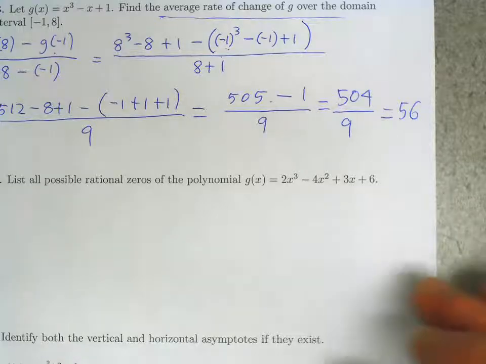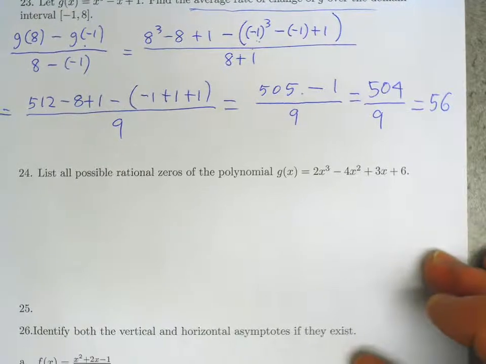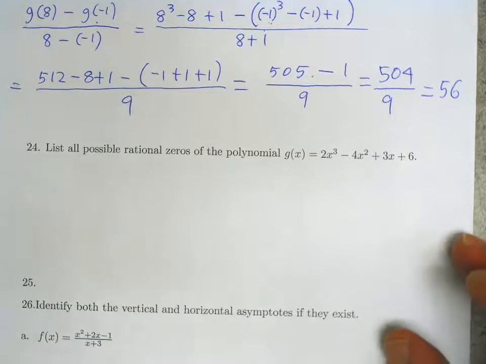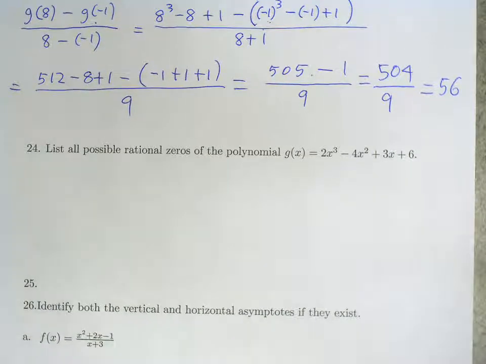Okay, the next problem, number 24. This says list all the possible rational zeros of the polynomial function.